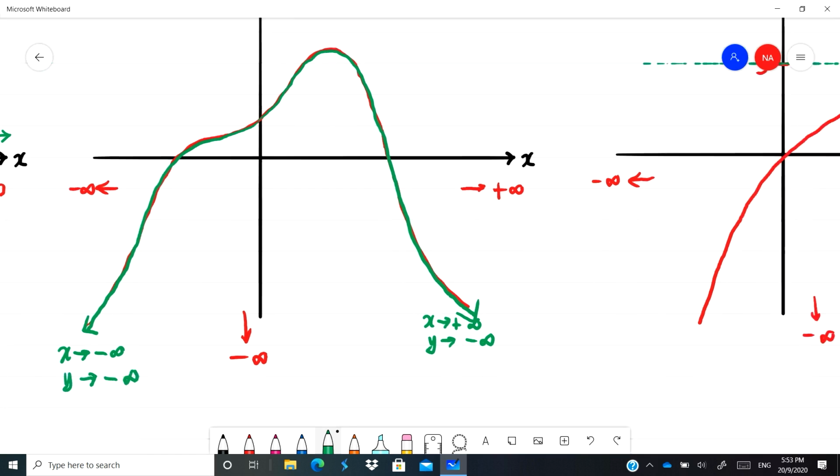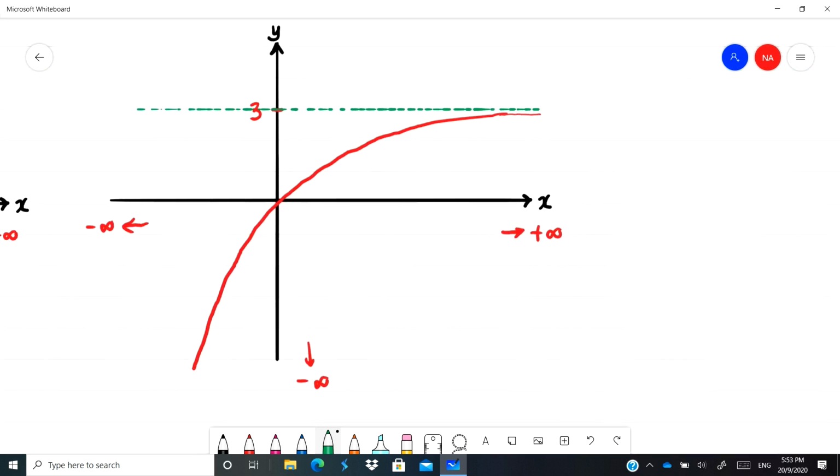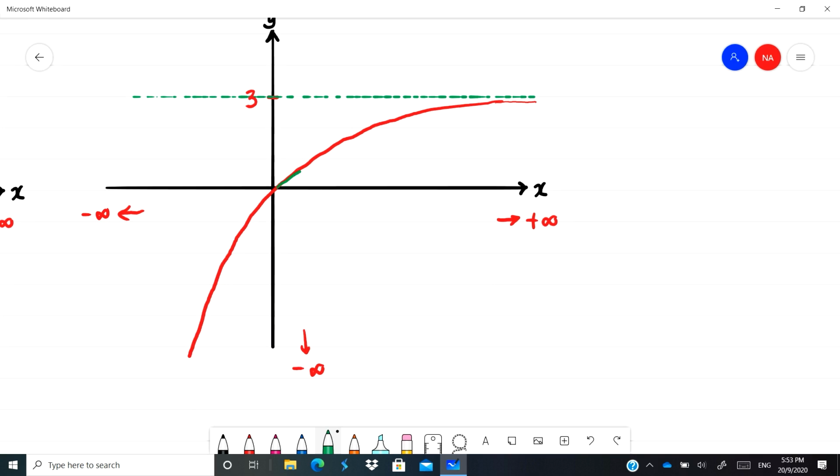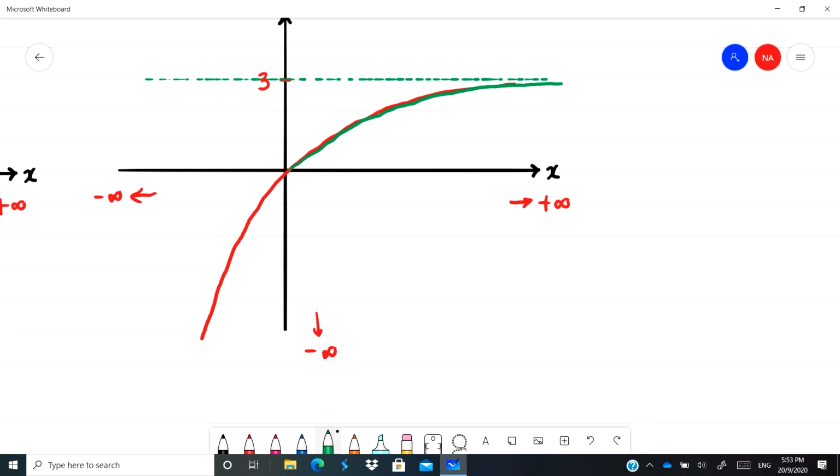For the next one, let's see x approaching positive infinity. Looking at the graph, it approaches a value. It is actually approaching this line, which is represented by the value 3. So as x approaches positive infinity, y will approach the number 3. It goes nearby the number 3, but it never touches that number.